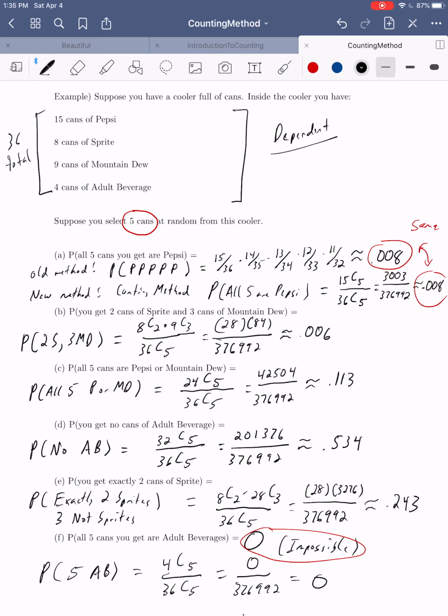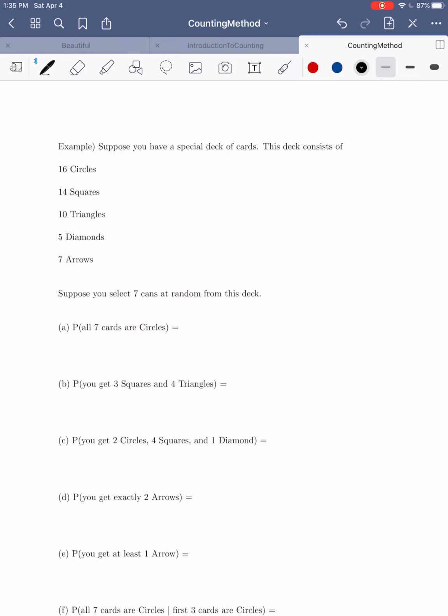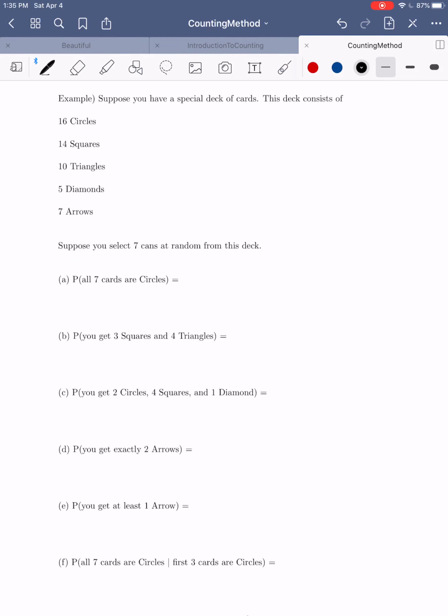All right, so we've got this guy here. We've got this special deck of cards. This deck of cards consists of 16 circles, 14 squares, 10 triangles, 5 diamonds, and 7 arrows. And we're going to suppose that you select 7 cans at random from this deck. So let's keep track of a couple things here.